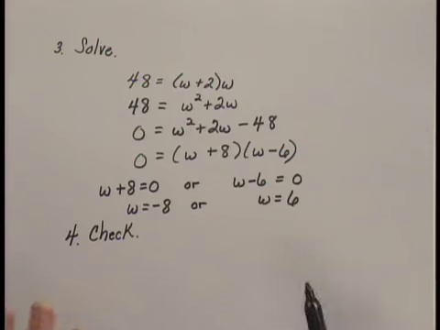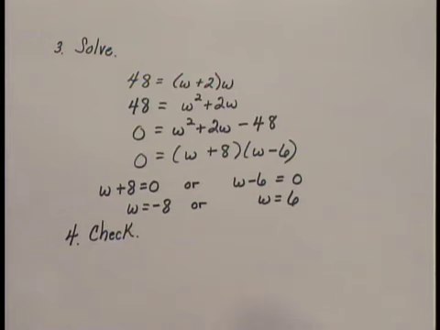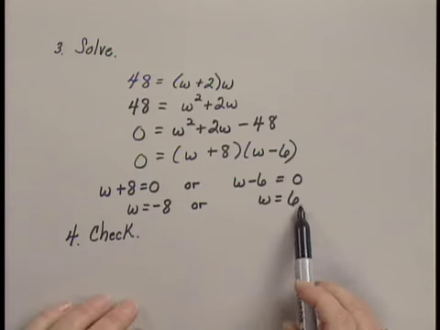Now before we go and check negative 8, let's think what we were talking about. We're talking about length and width of a rectangle. Lengths and widths are not negative, so we don't even need to check negative 8 in the original problem. Let's look at W equals 6.